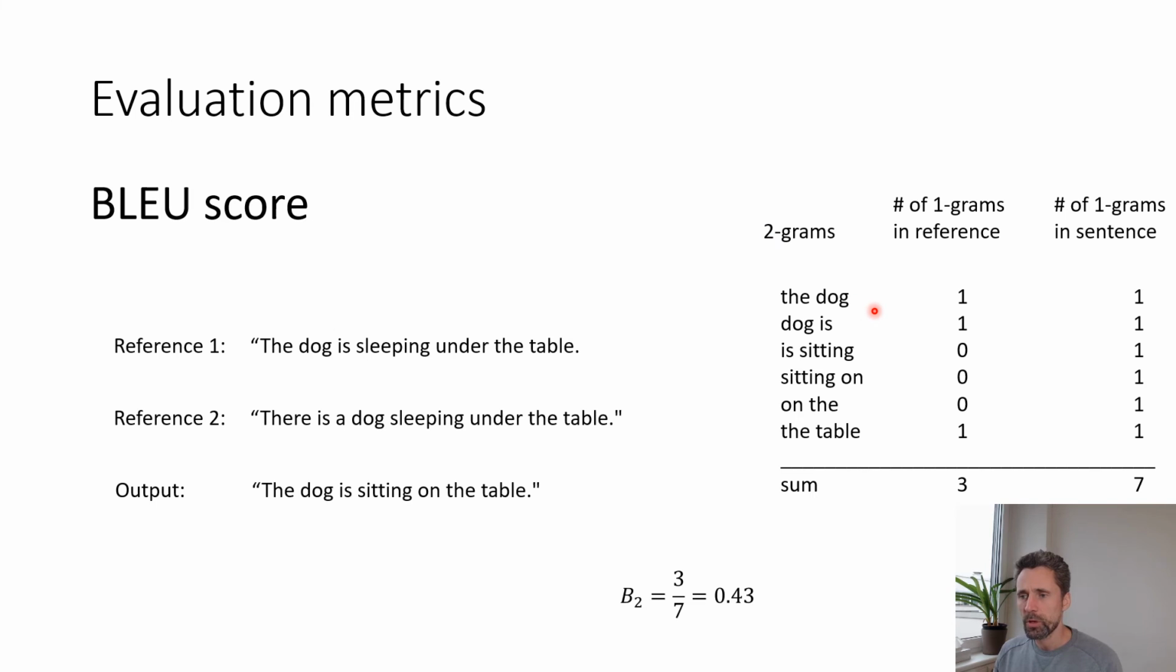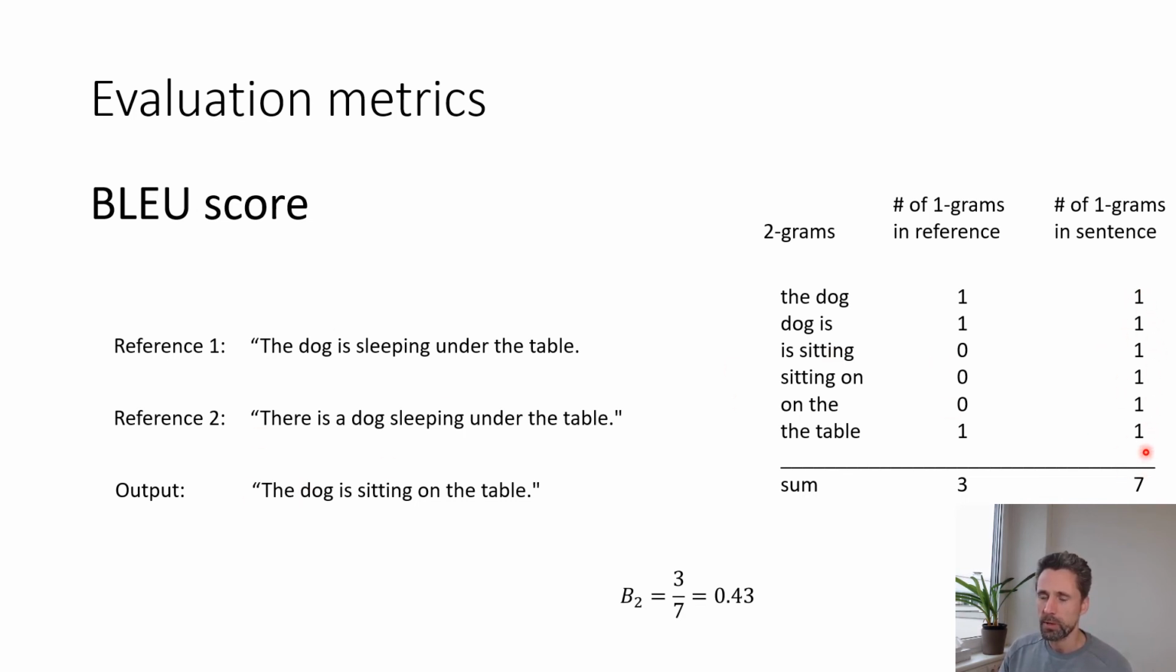So I've written down again 7 different bigrams that can be cut out of this output. So, the dog, and dog is, and is sitting, and all these bigrams are in this table, and we do, as we did before, first count the existence of those bigrams in the reference sentences. And then we sum these up, and then we divide by how many times these bigrams actually appear in the output.